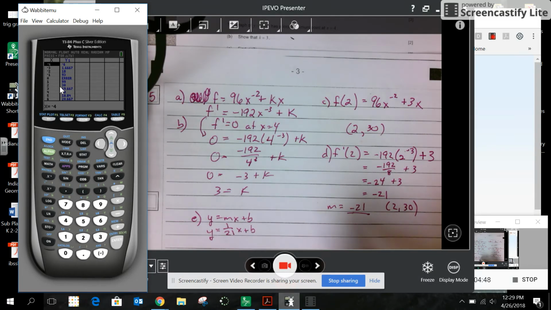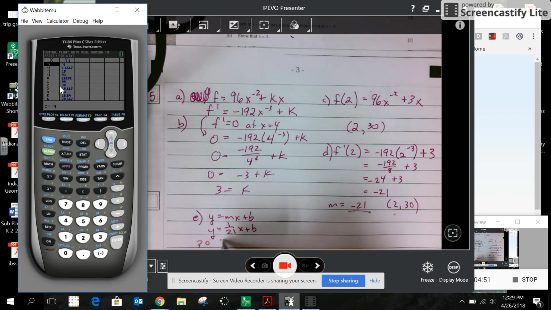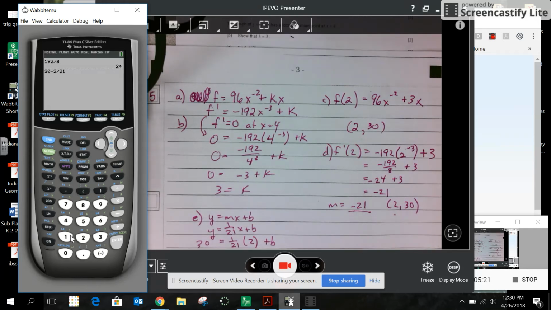So 2 over 21 plus b equals 30. So b equals 30 minus 2 over 21. If you want, you can use your calculator. 30 minus 2 over 21. And then frac it. Math, frac. 628 over 21. So the equation of my normal line then, y equals 1/21 x plus 628 over 21.